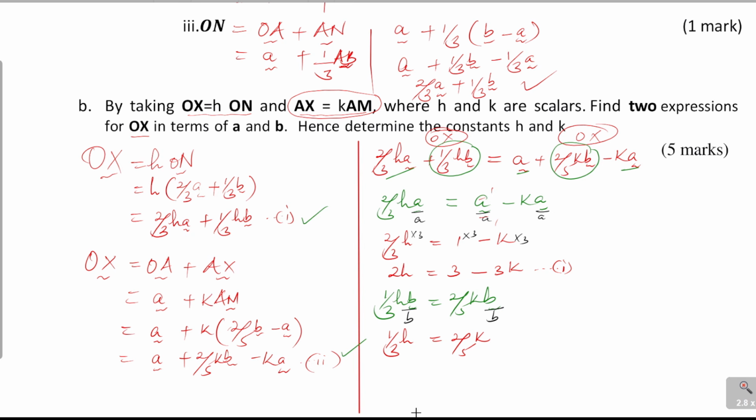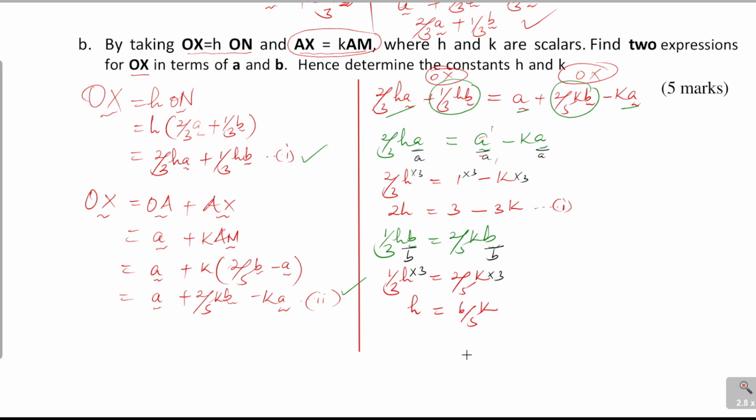Like that. So I can try to simplify these like this. I can make H the subject by multiplying each term by 3. This one by 3, so that I get H is equals to 6/5 K. Like that. So by doing that, I'll be able now to use substitution.